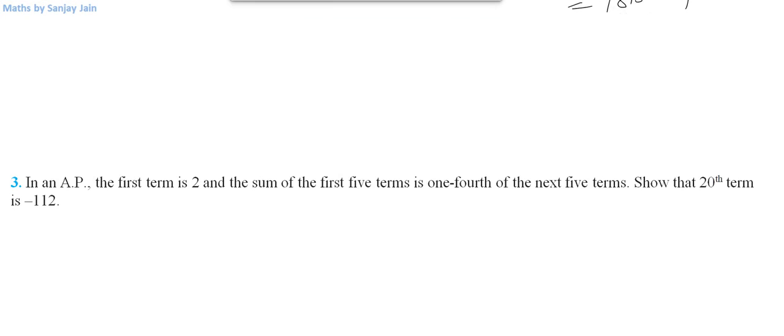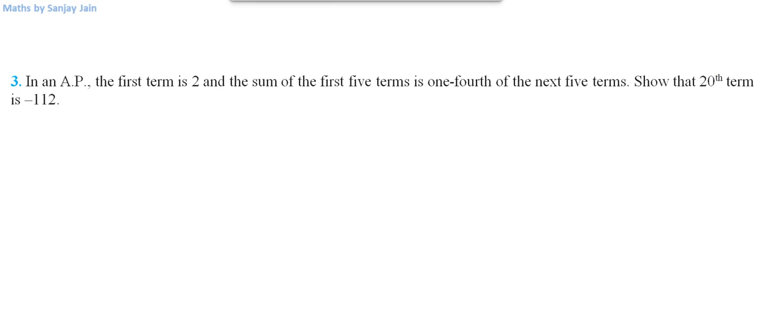In an AP, the first term is 2. The sum of the first 5 terms is 1/4 of the sum of the next 5 terms. Show that the 20th term is minus 112. So you already know the answer, right? So you just have to apply the basic formula that you have learned.